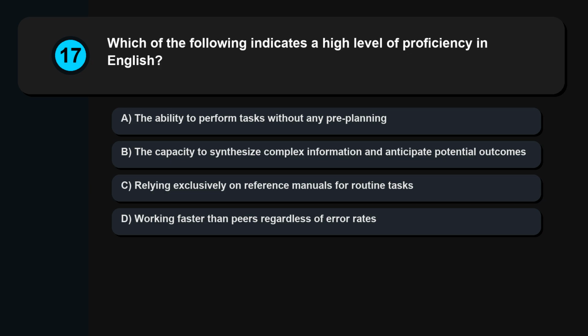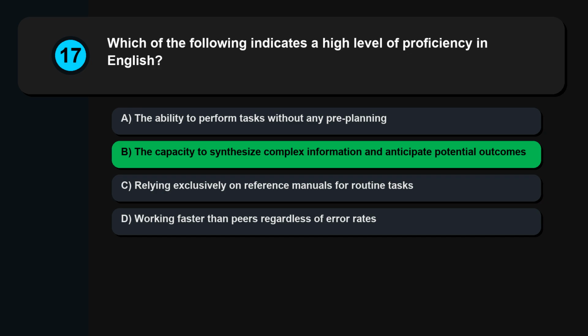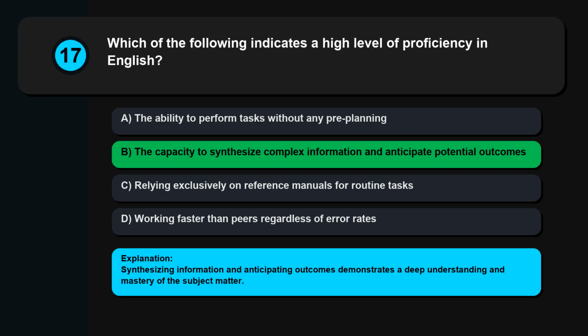Question 17. Which of the following indicates a high level of proficiency in English? The ability to perform tasks without any pre-planning. The capacity to synthesize complex information and anticipate potential outcomes. Relying exclusively on reference manuals for routine tasks. Working faster than peers regardless of error rates. Synthesizing information and anticipating outcomes demonstrates a deep understanding and mastery of the subject matter.